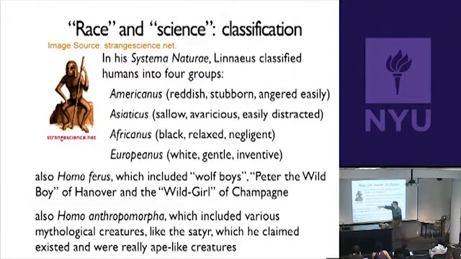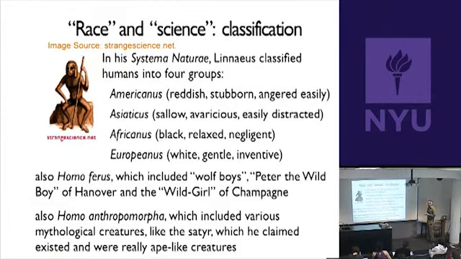Europeanus, white, gentle, inventive. Okay, so very similar to the ideas that Morton was going with. And it's easy for us to sort of almost laugh at these now, but we really have to come to terms with the history, and even recent history, of really ridiculous, offensive, and dangerous ideas on race that were promulgated in the name of science.